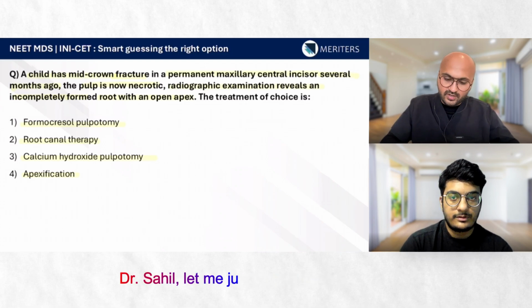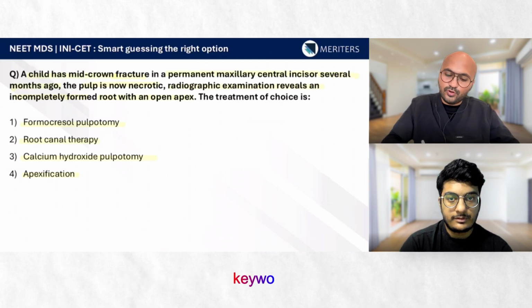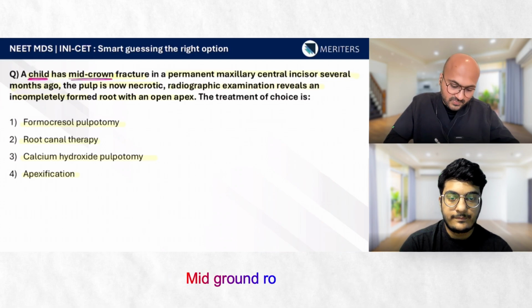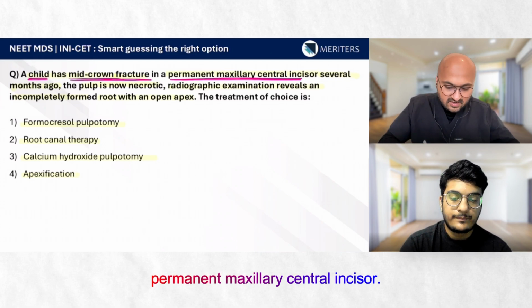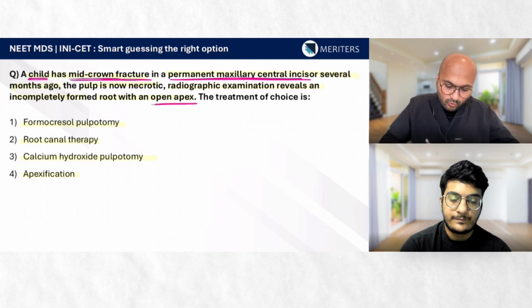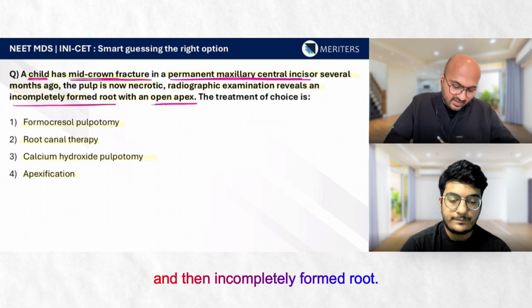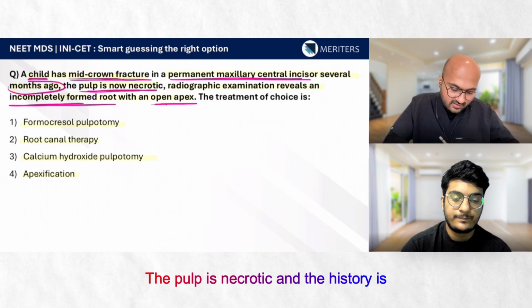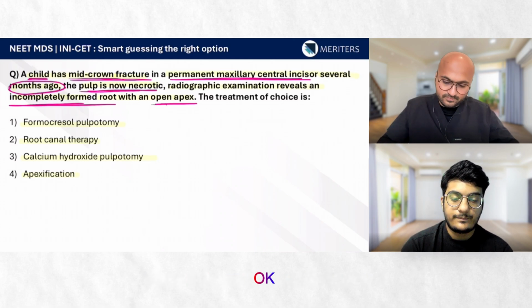But before we go ahead, Dr. Sahil, let me just highlight a few important keywords. The child, the age is not mentioned. Mid crown root fracture, permanent maxillary central incisor, with an open apex, and then incompletely formed root. The pulp is necrotic, and the history is months ago.